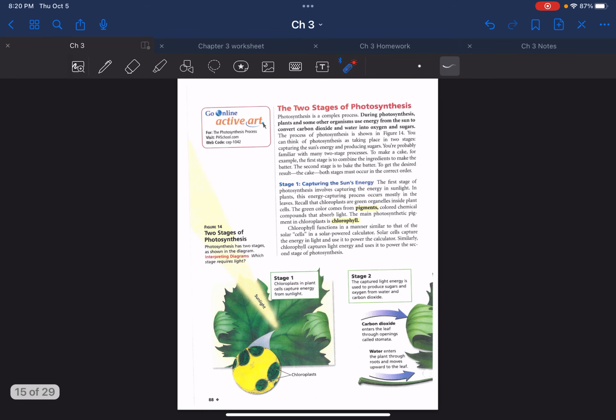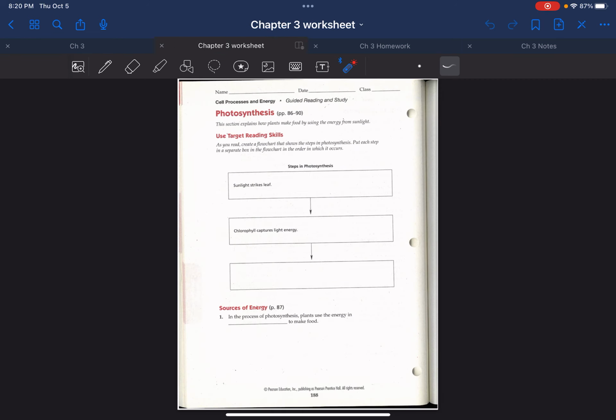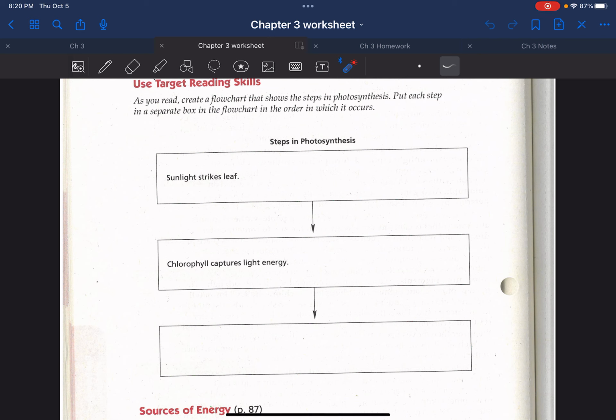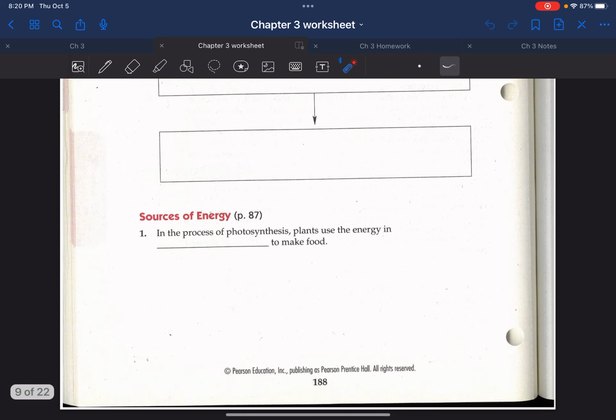Okay, we're about to come to the next red heading, which means I would like us to go now to the worksheet and see what we can fill in. So this first box says, as you read, create a flow chart that shows the steps in photosynthesis. We haven't talked about the steps of photosynthesis yet, so we're going to skip this part. We're going to go down to sources of energy.